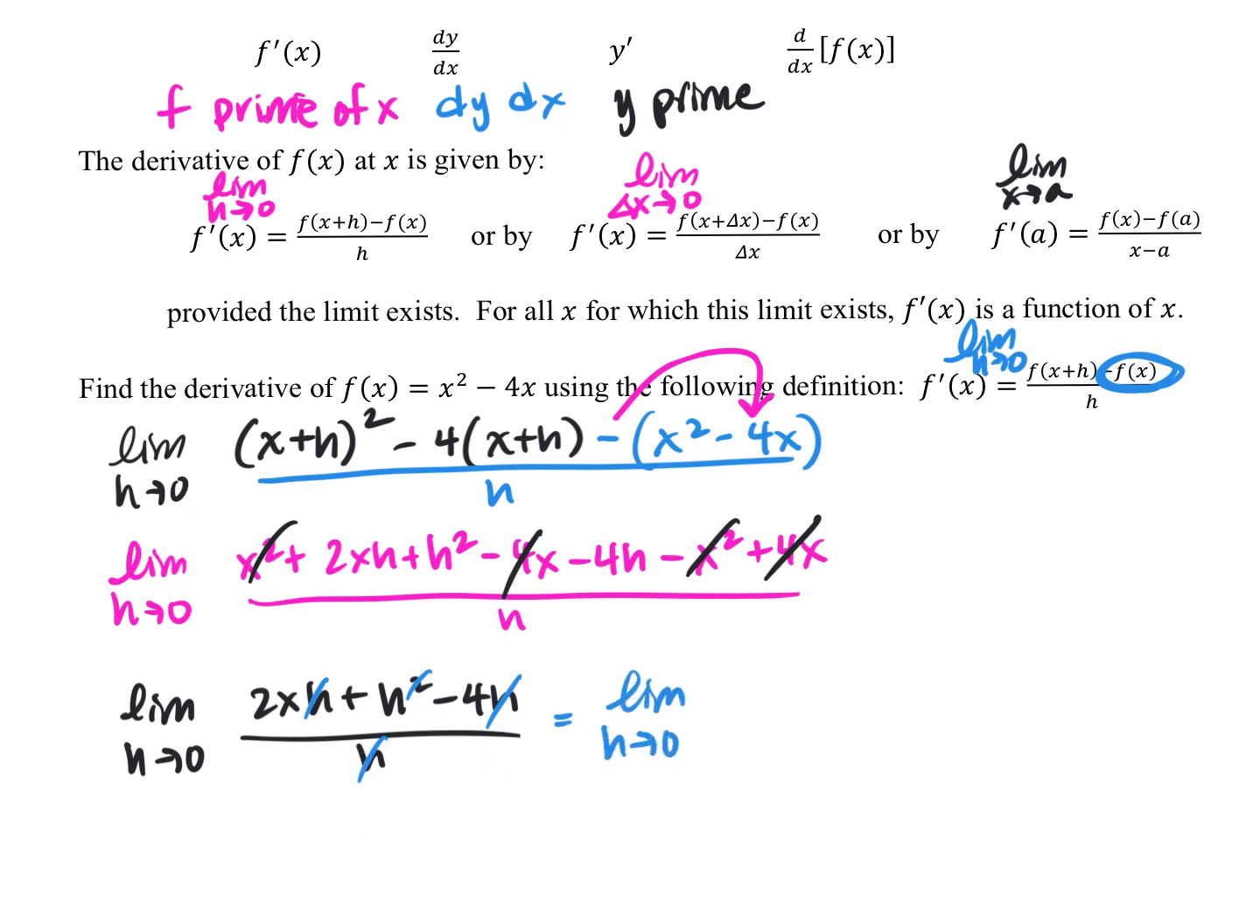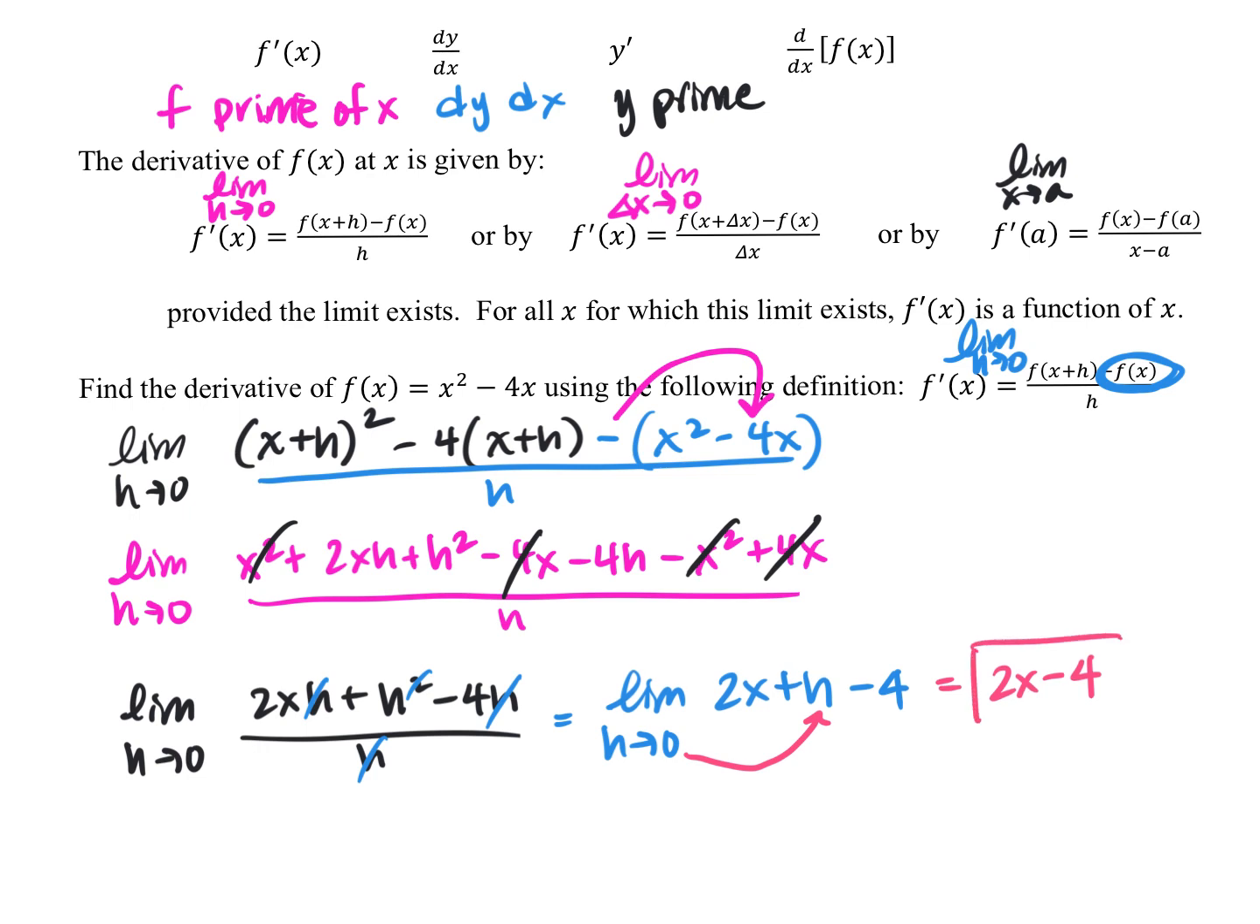So the limit as h approaches 0, I have 2x plus an h left. Oh wait, minus a 4? Whew. So do not be scared. Nelson, if I put a 0 in for h, what is left? Write everything that's left. 2x minus 4.